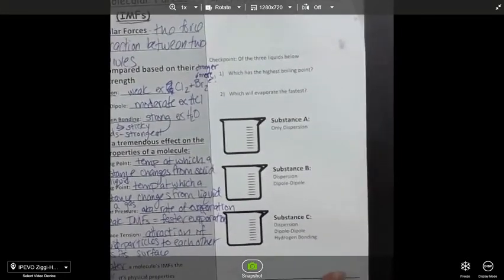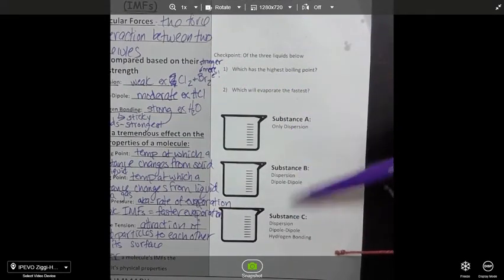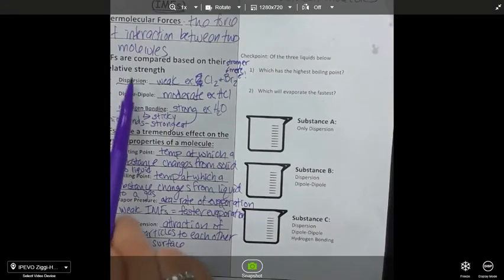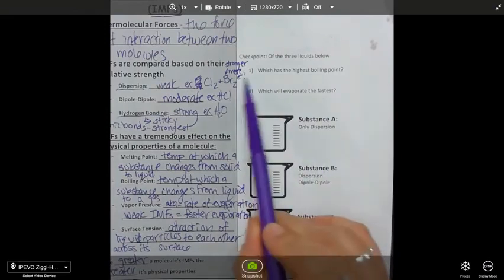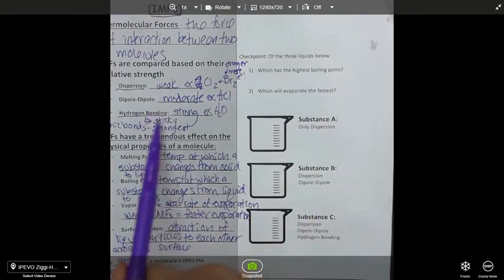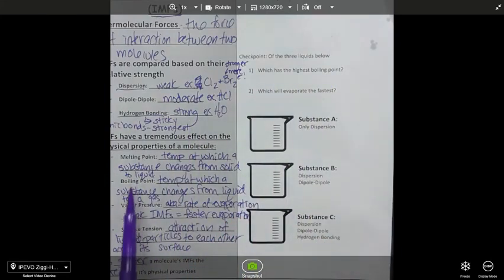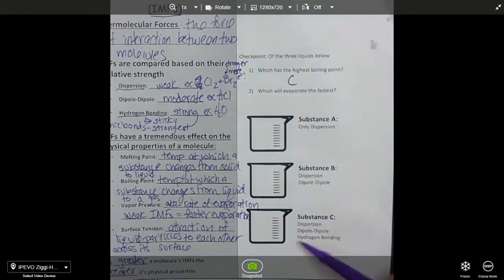All right, so let's take a look at these questions right here. It says, of the three liquids below, substance A, B, and C, A has only dispersion, which we said over here are weak. B has dispersion and dipole-dipole, and then substance C has all three. So which of these three do you think has the highest boiling point? Well, we said things that have hydrogen bonds have strong intermolecular forces. So high boiling point, like I just mentioned, the higher the boiling point, the stronger the IMF. Which of these three has the highest boiling point? Well, that's going to be substance C, because substance C has all three of the intermolecular forces, and it includes the strongest one.